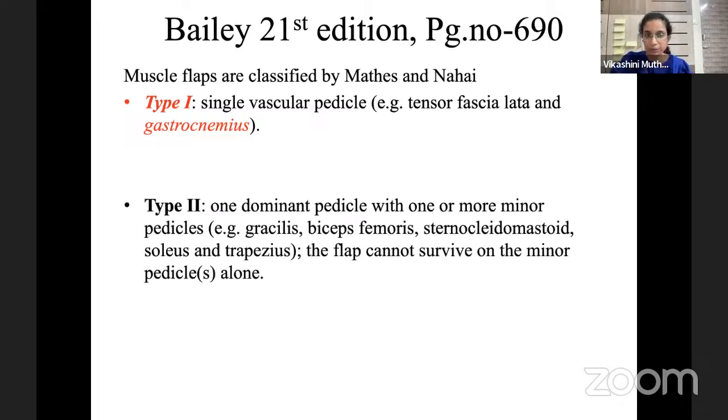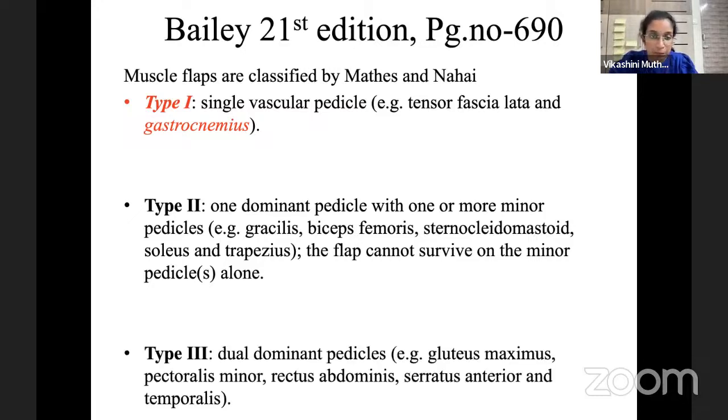And in type 2, you have one dominant pedicle with one or more minor pedicles. Examples for this are sternocleidomastoid, trapezius, gracilis, biceps femoris. The important point to note here is this flap cannot survive only with the minor pedicle. It requires or necessitates this dominant pedicle also for its survival. So examples are gracilis, biceps femoris, and sternocleidomastoid.